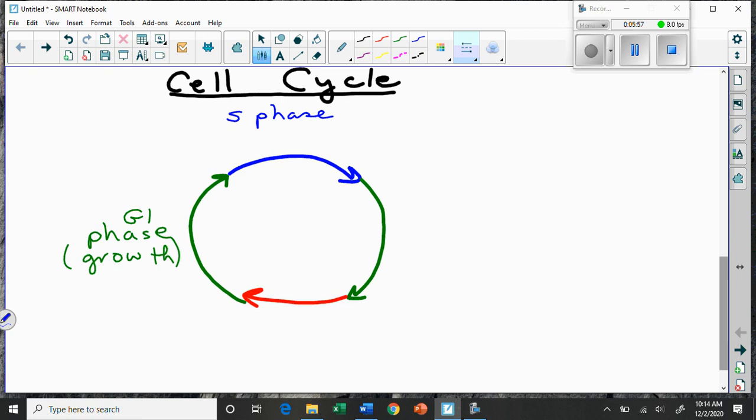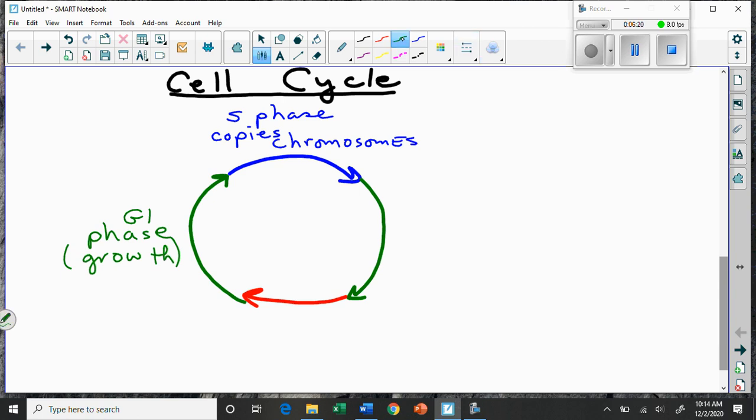And so in order to do that, the first thing it has to do is make a copy of its genetic instructions. And you know that those are held in the chromosomes. And so in this phase, the cell copies chromosomes, as sort of a getting ready.